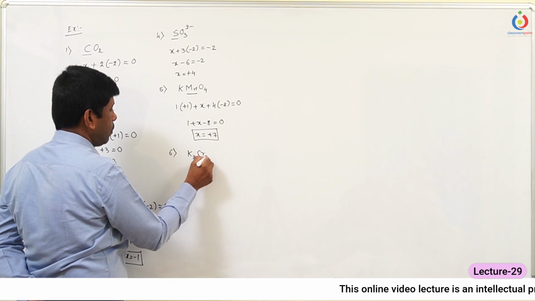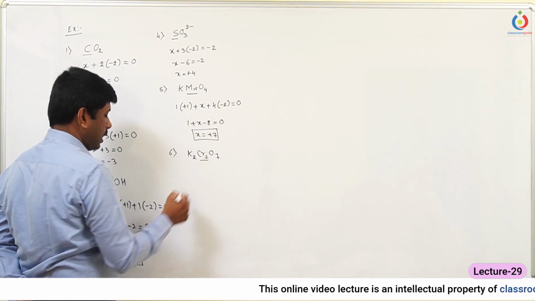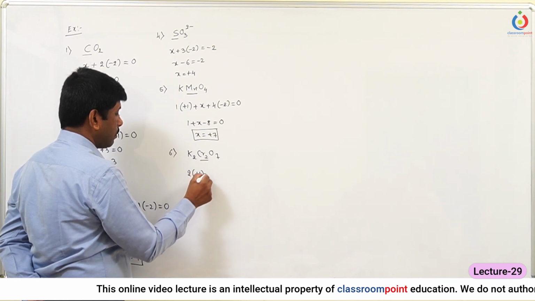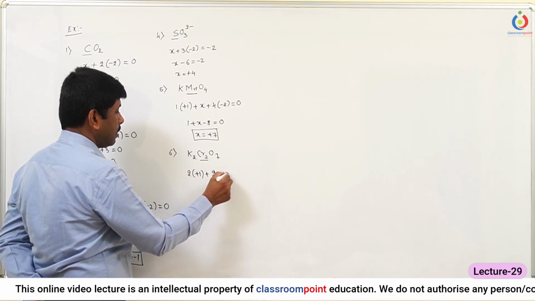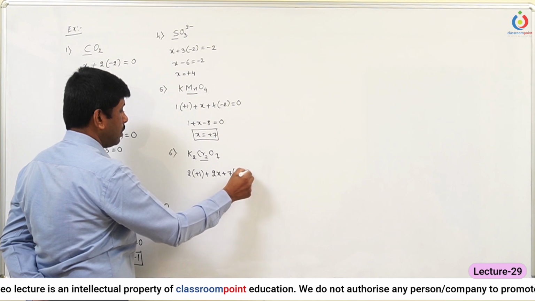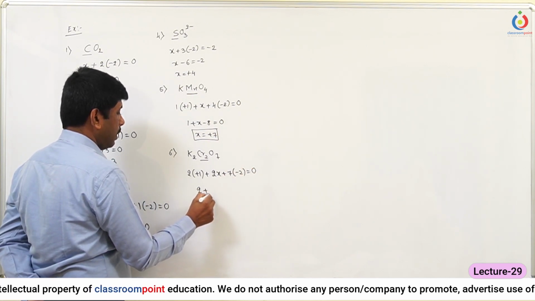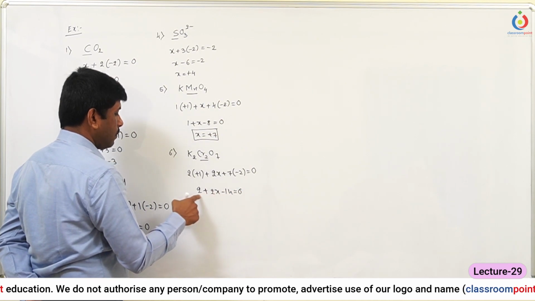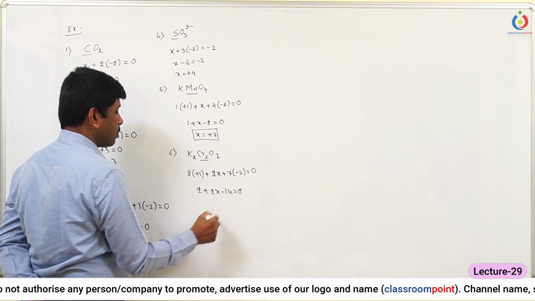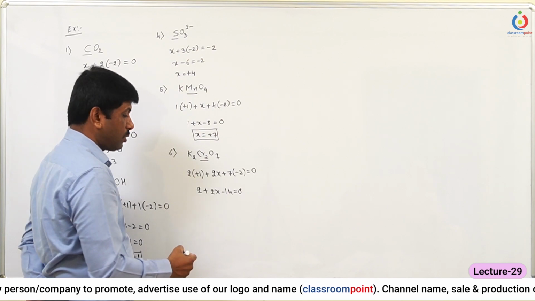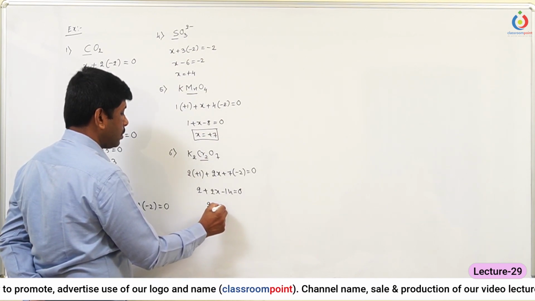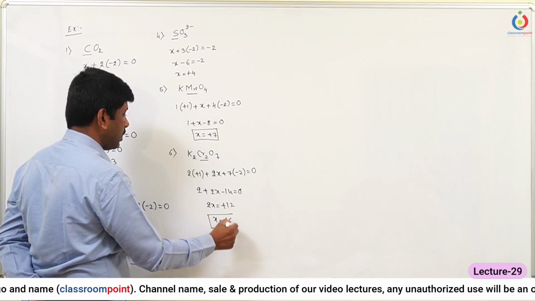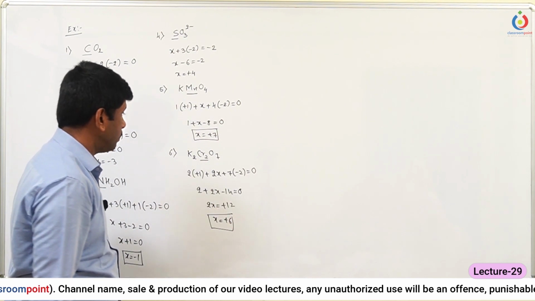Potassium dichromate, K2Cr2O7. Let us calculate the chromium. 2 potassiums, 2 into +1, 2 chromiums, 2X, 7 into -2 equals 0. 2 plus 2X minus 14 equals 0. Minus 14 and 2, that is equal to minus 12. Minus 12 becomes plus 12. So 2X equals plus 12, X equals plus 6 oxidation state of each chromium.